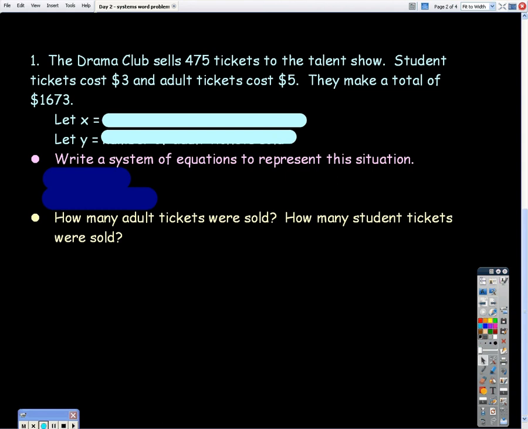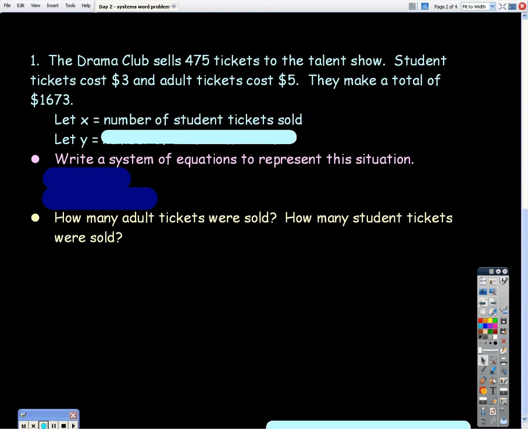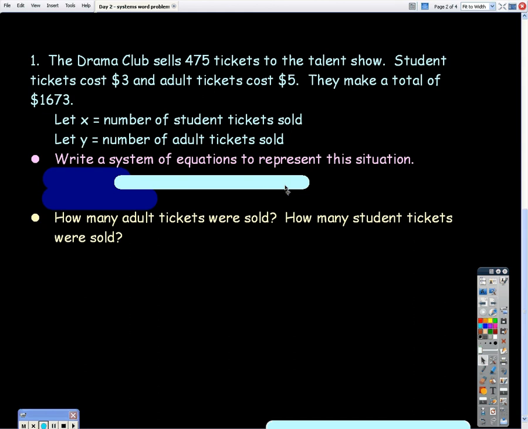Well, we're going to let x equal the number of student tickets sold. And we're going to let y equal the number of adult tickets sold. If you're having problems, you can always look at the question that's being asked. At the bottom, it does say how many adult tickets were sold, how many student tickets were sold, and that can guide you in defining your variables.